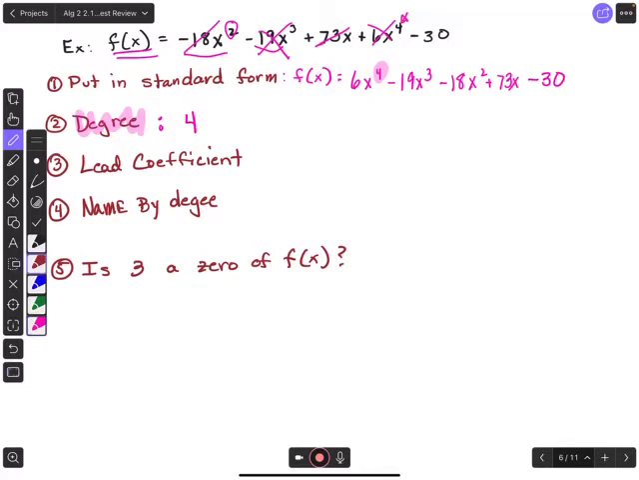Lead coefficient, number in front. It's a positive 6, so we put positive 6 for our lead coefficient. We just put a 6.